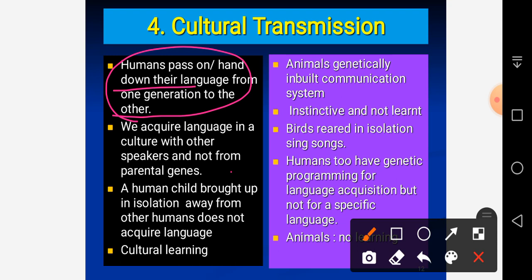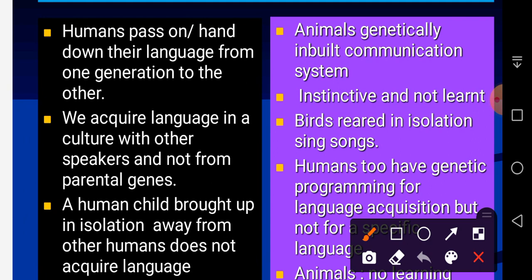Okay, why? Let's say a human child who is brought up in isolation, after getting born, the boy is removed from the parents or from the surroundings or from the culture, and is taken to a place away from adults. Okay, and after a few years, he or she will lose the faculty of speech, will not be able to speak. If language had been transferred through a parental gene, this child would have spoken. But as language is acquired in a culture, okay, we acquire language in a culture with other speakers and not from parental genes. Okay, so after getting born, we have to live in a culture, in a surrounding.